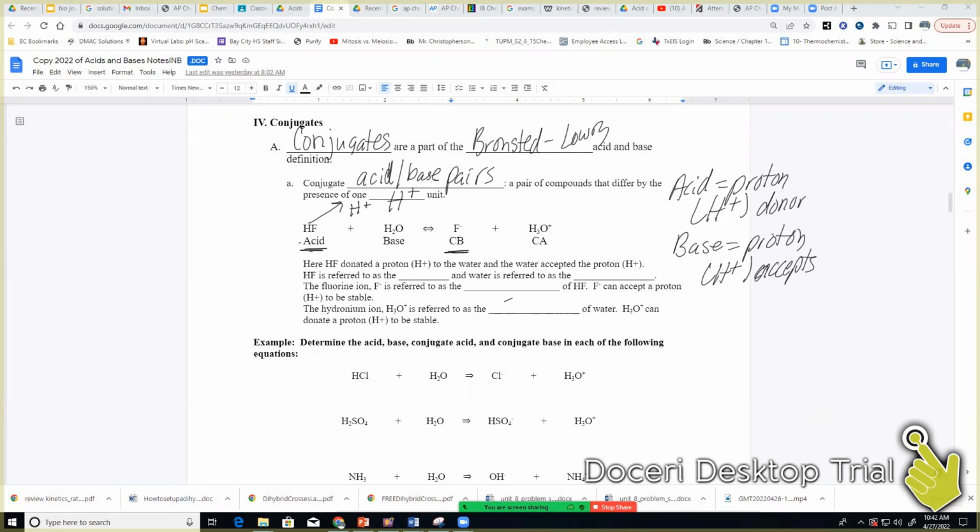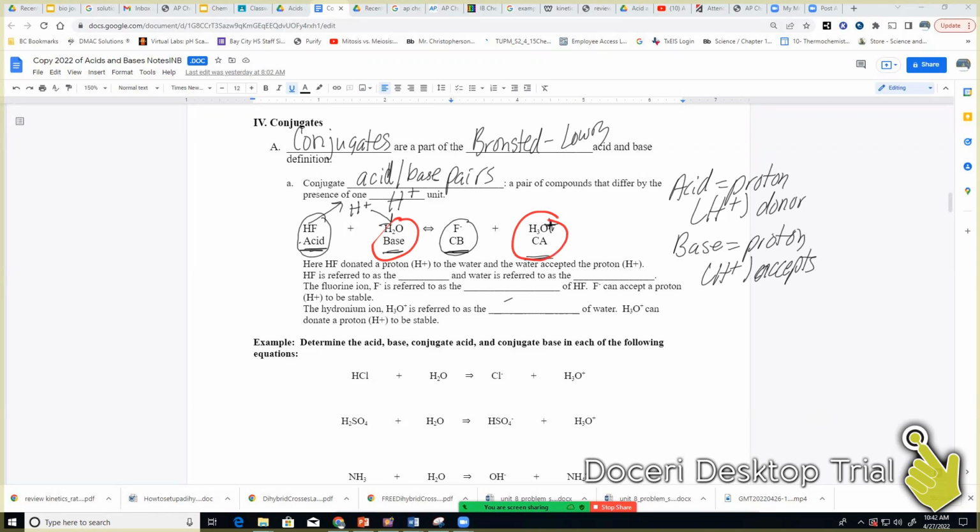My water, on the other hand, went from H2O to H3O plus because it accepted that hydrogen. So not only did it gain a hydrogen, and my hydrogen went up to 3, but it was neutral and it gained something positive. So now it has a +1 charge. So these two go together, and these two go together.